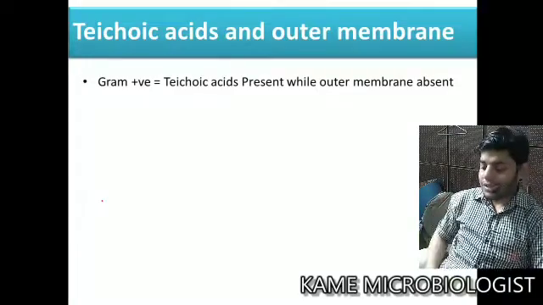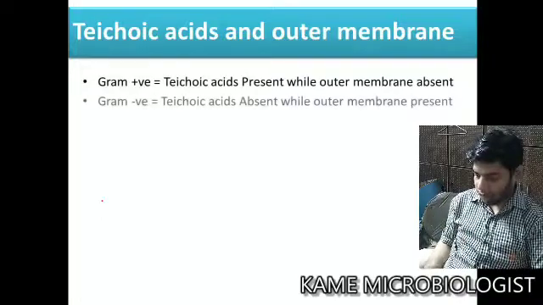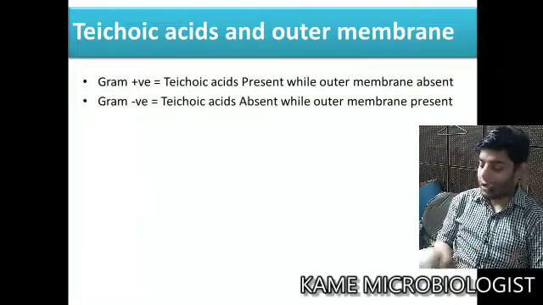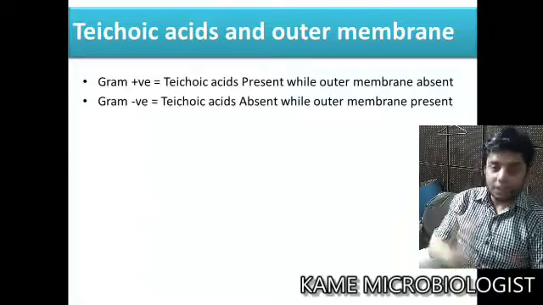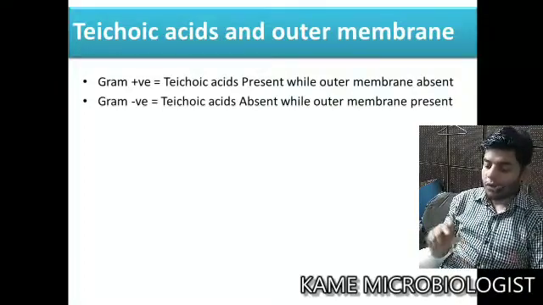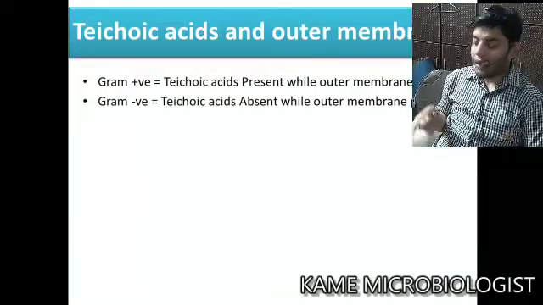Okay, so in this case, the teichoic acid is present but the outer membrane is absent. Okay, and in case of the gram negative bacteria, teichoic acid is absent but outer membrane is present. Okay, now a question arises in our mind, what are actually the functions of the teichoic acid and outer membrane?